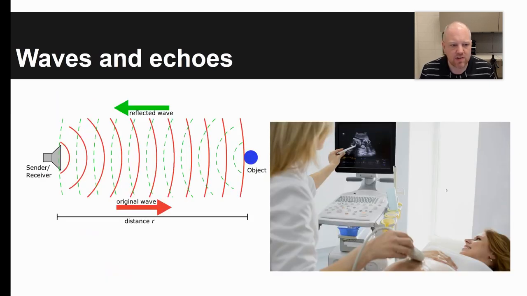Waves can also produce echoes. So waves can bounce off of objects, and this can be used in a whole bunch of different ways. With sound waves, this can be used for sonar, for example, or for ultrasounds, to produce an image of some surface that you couldn't see with the naked eye.